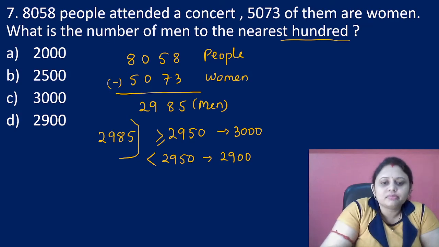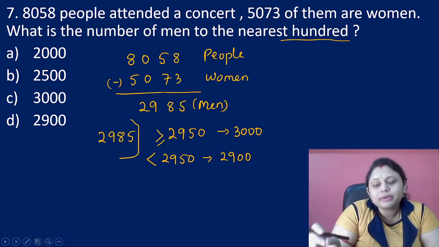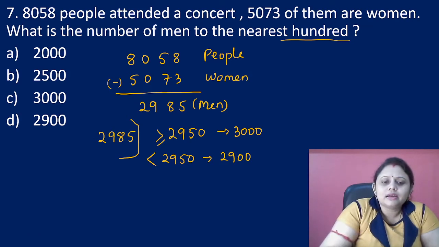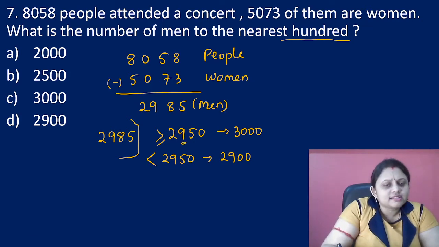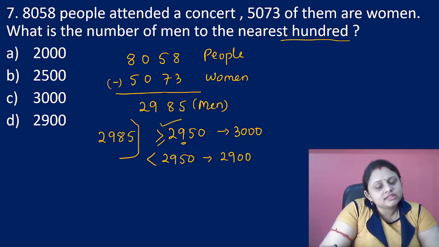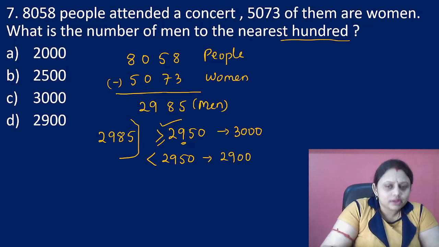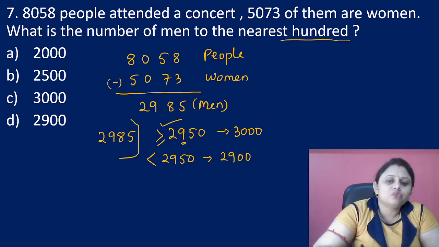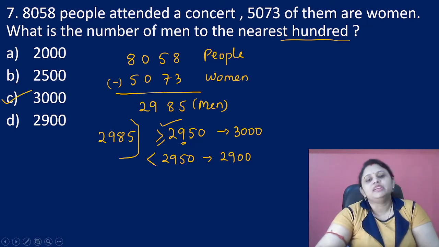Nearest 100 means we have to change the number in the hundreds place, and if it is equal to or greater than 950, then after 29 next will come 30. Okay, so it will be 3000. And if it is less than 2950, then it is 2900. Our number is 2985. That means it is greater than 2950. So when we round it to the nearest 100, its value will be 3000.